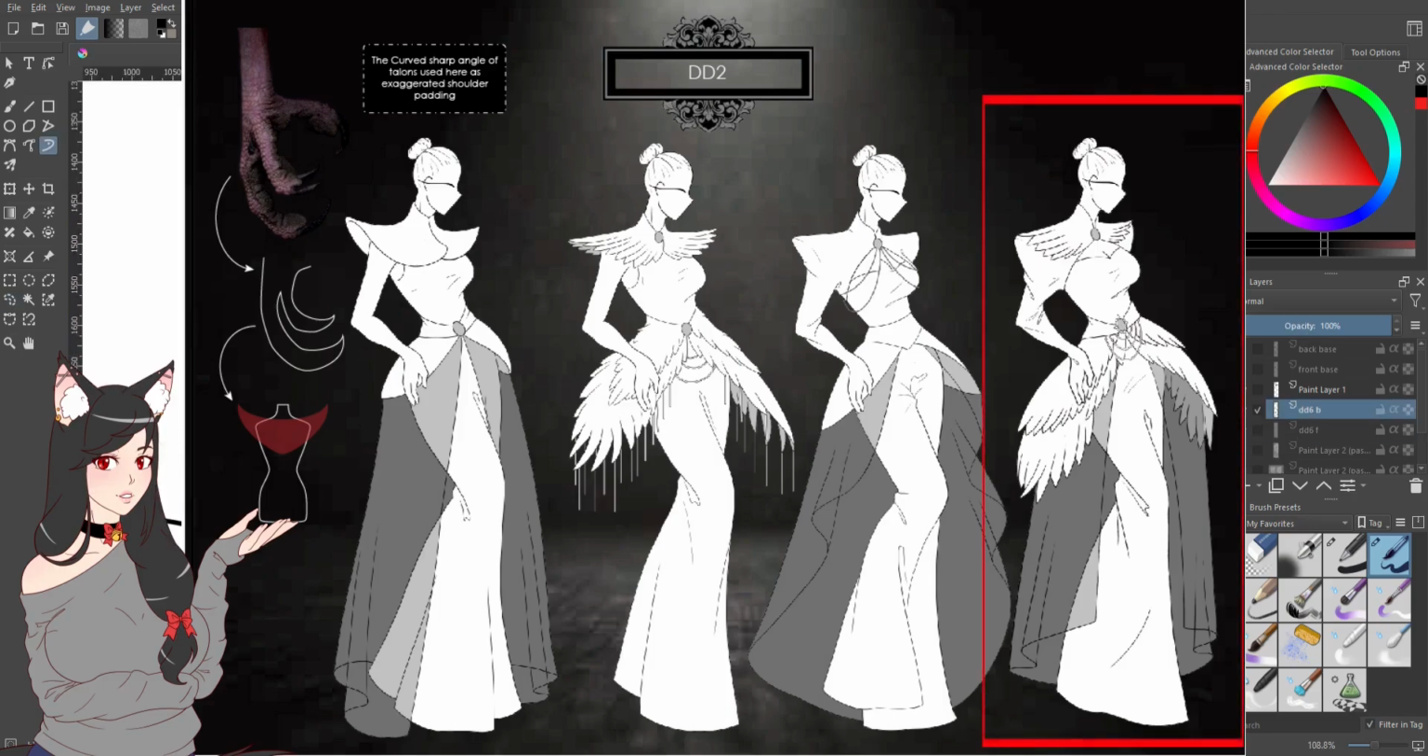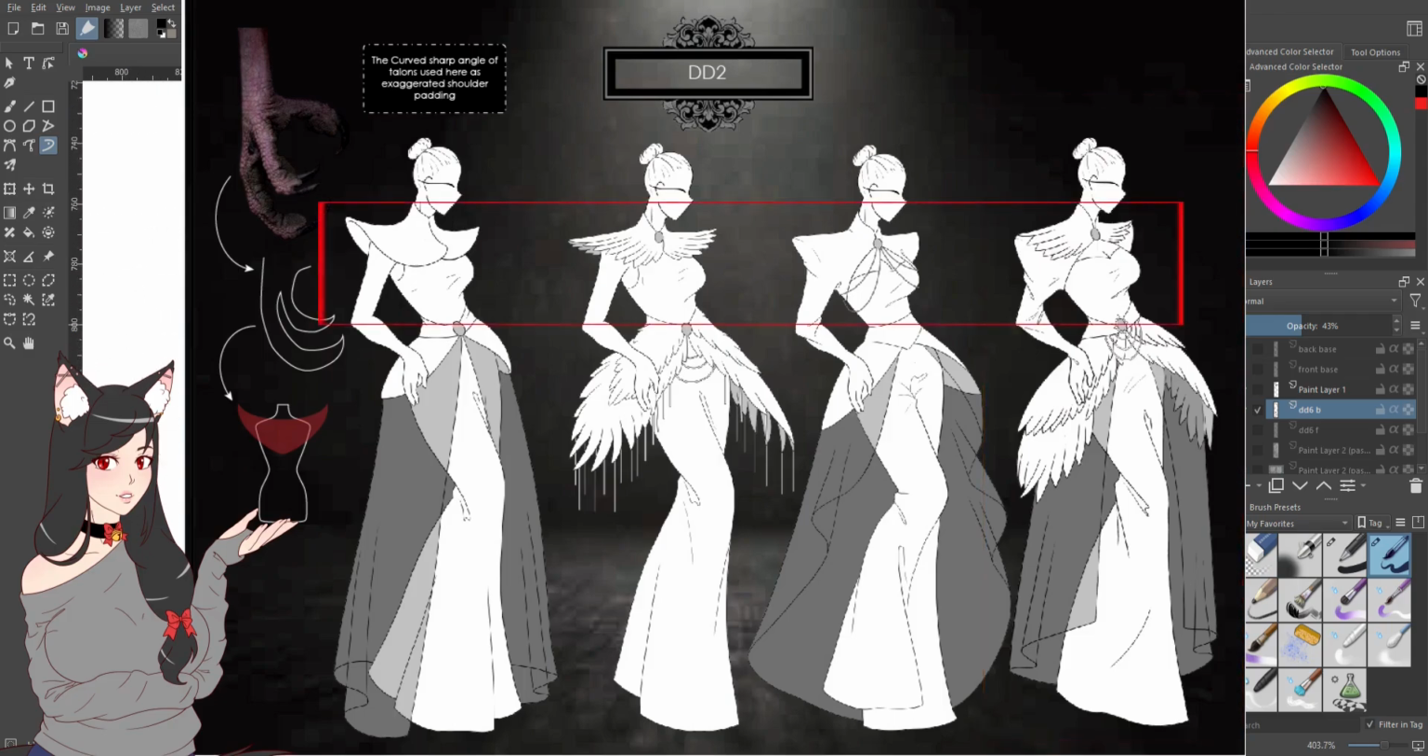So I just went on with more wing details, a little bit of a high-low situation going on with the draping, as well as a pencil skirt. And of course, exaggerated shoulder pads. Can never go wrong with exaggerated shoulder pads.